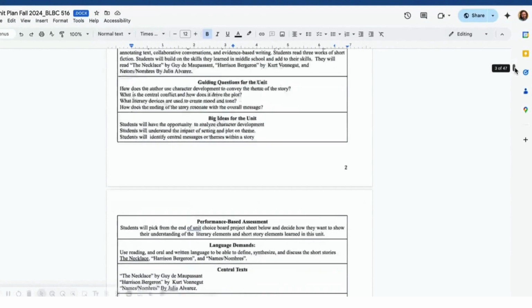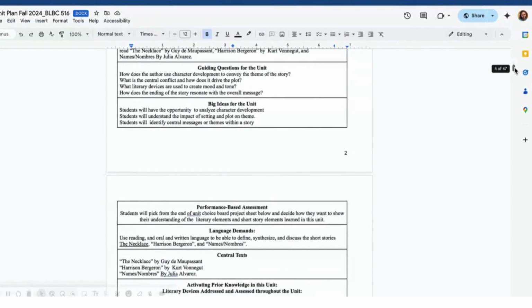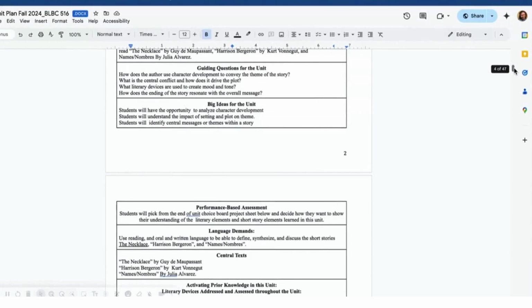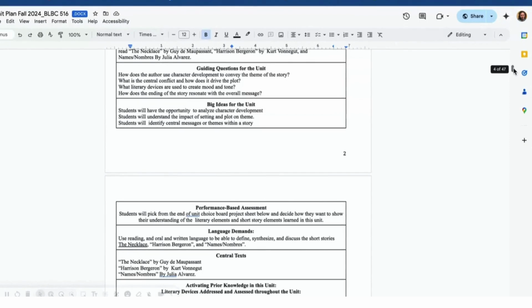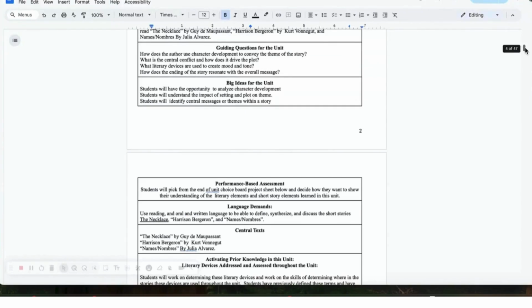So for this unit, I had some guiding questions that kind of helped me with my planning, and I kind of knew that I wanted at the end to be able to have hit on these main guiding questions. And I also had some big ideas for the units that I wanted my students to be able to hit, like having the opportunity to analyze character development, understand the impact of a setting and a plot on the theme, and looking at central messages or themes within a story.